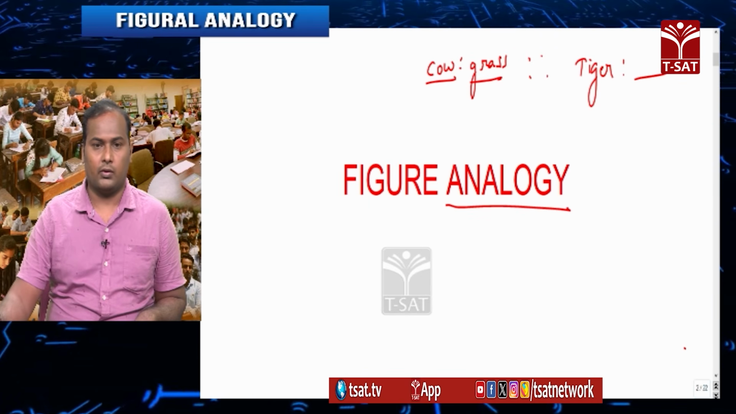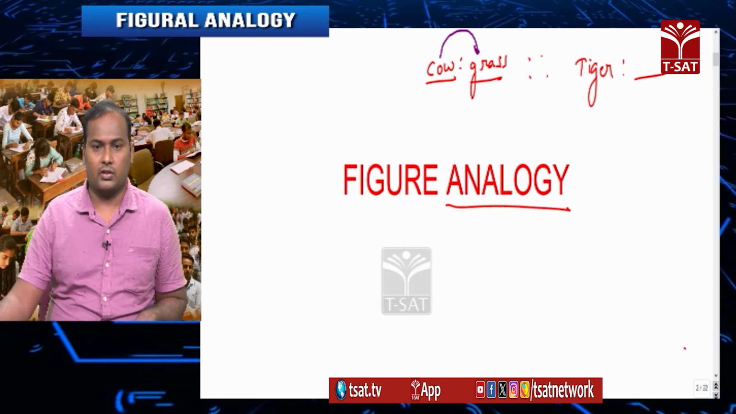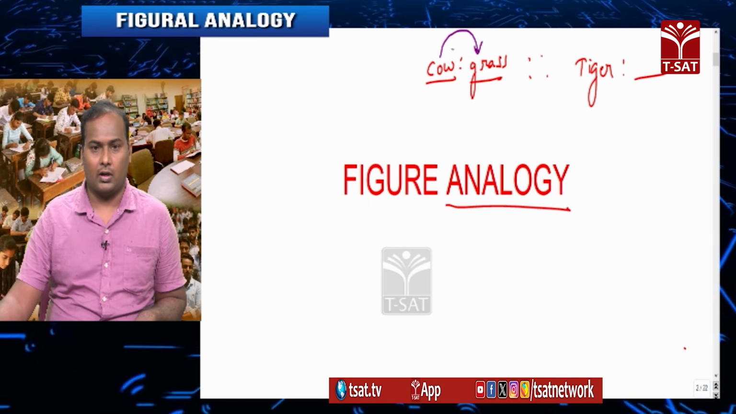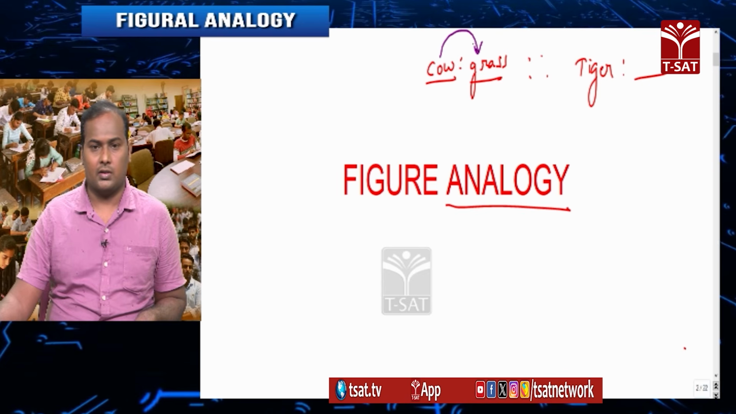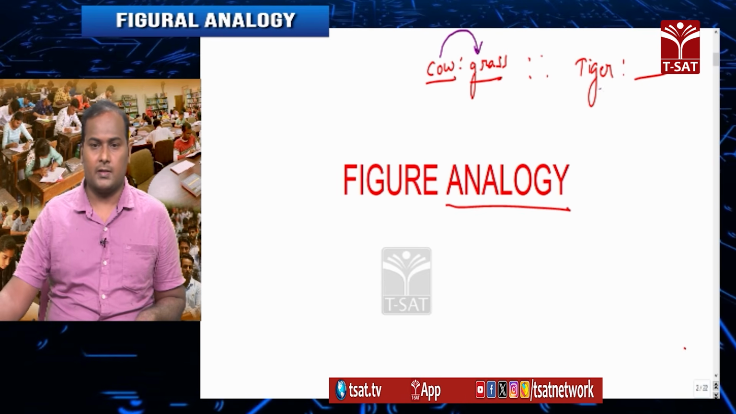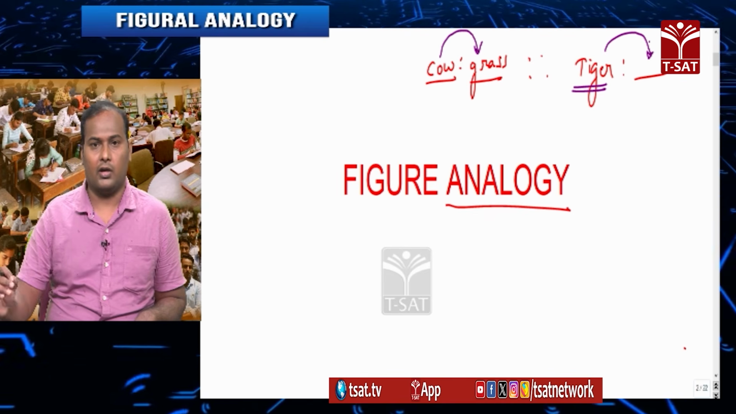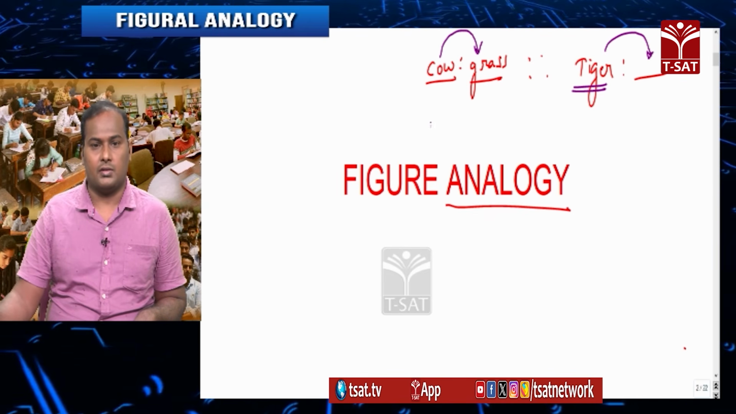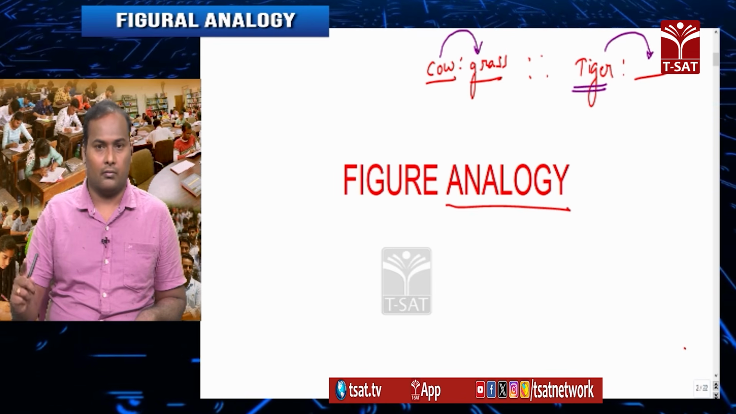So in this case, whatever the relationship that you establish between these two, cow and grass, whatever may be the relation, maybe cow eats grass or cow consumes grass, the same relation you have to establish for tiger as well, and you have to get the answer. So simply, analogy means establishing the relationship between two given words or letters or alphabets or figures.